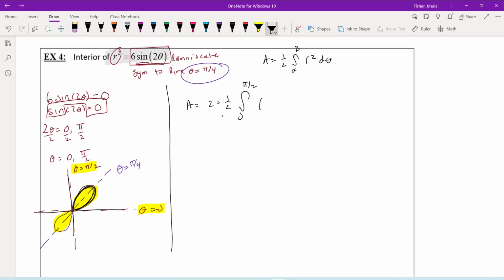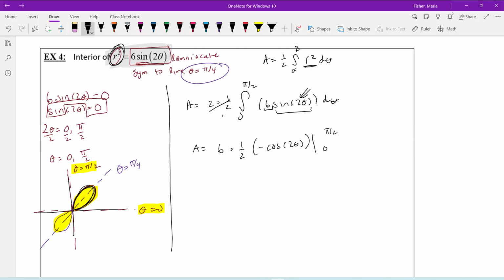Notice that this is r squared. It's given as r squared, so you won't be squaring 6 sine of 2 theta because it's already squared. These will cancel here, and then we're in basic form, so we can go ahead and integrate. 6 is a constant multiplier, it multiplies along. The coefficient of theta is equal to 2, so I know I'm going to multiply by a half. And then the integral of the sine of 2 theta is going to be negative cosine of 2 theta. And that gets evaluated from 0 to pi over 2. Cleaning that up, that's going to be negative 3 cosine of 2 theta, evaluated from 0 to pi over 2.